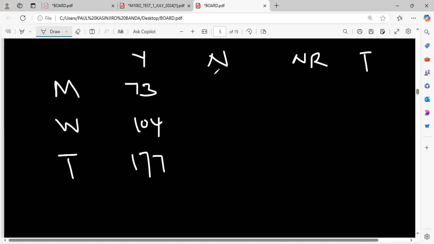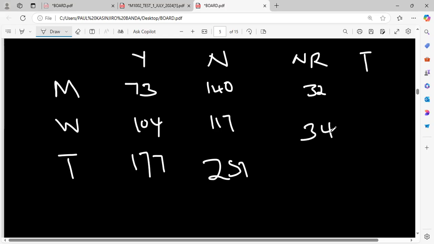And then they also said no. For the man, we had 140, and for the woman, we have 117. So what is the total here? We're going to say 140 plus 117, which gives us 257. Then those who did not respond, here we had 32 and here we had 34. So when you add this, we're going to get 66.